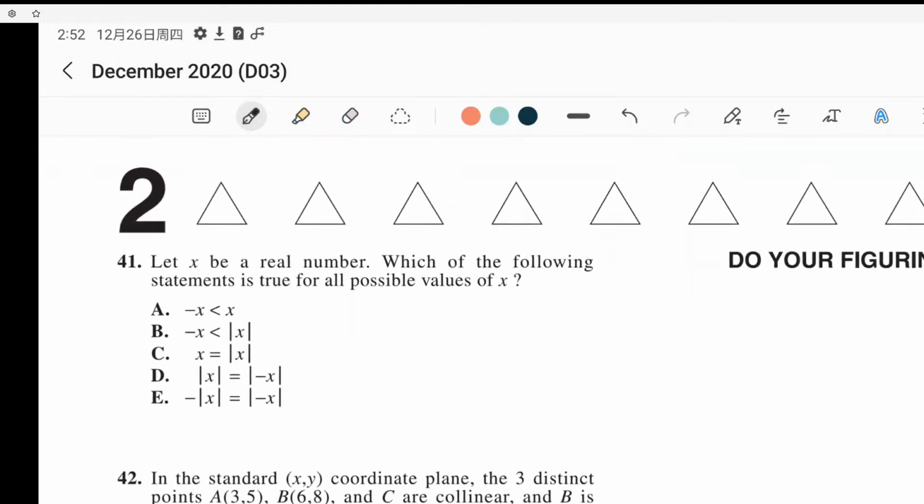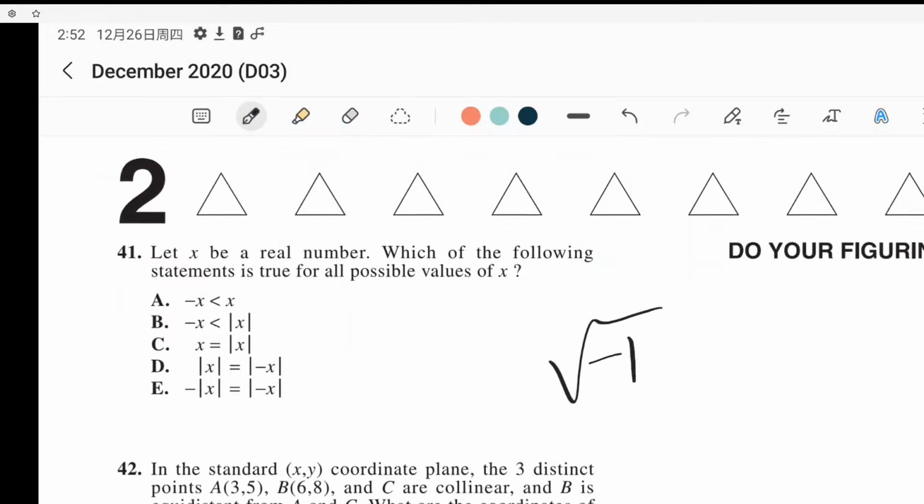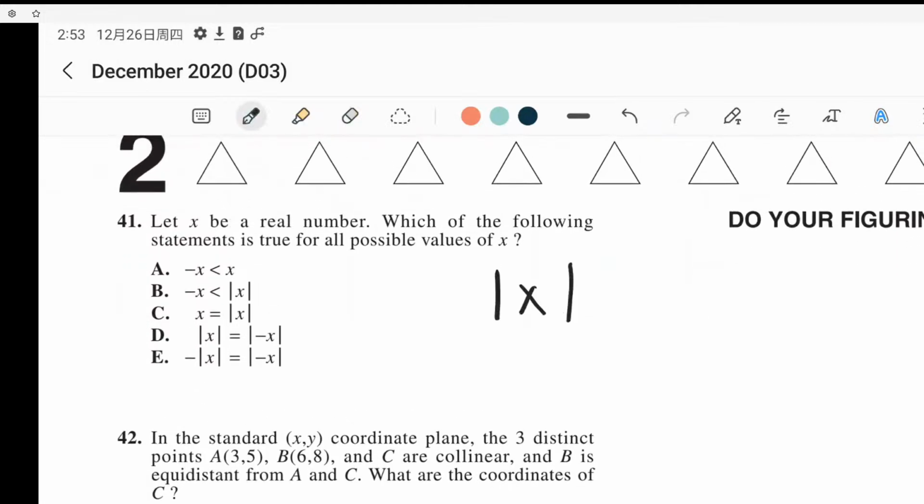X is a real number. So what is a real number? A real number is all numbers from negative infinity to infinity on the real number line that does not contain imaginary numbers. For example, square root of negative 1 is not a real number. We do not consider this. So consider absolute value of x, which means the absolute value of x will always be positive.